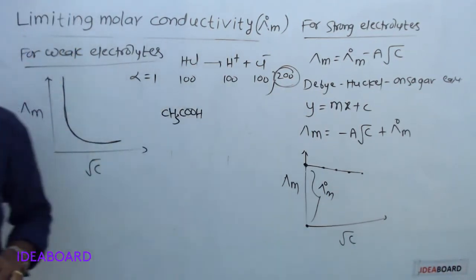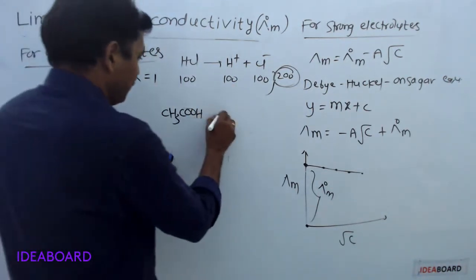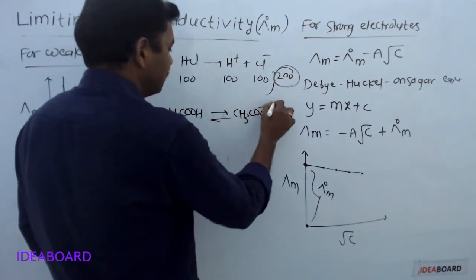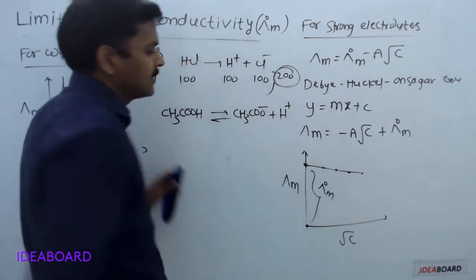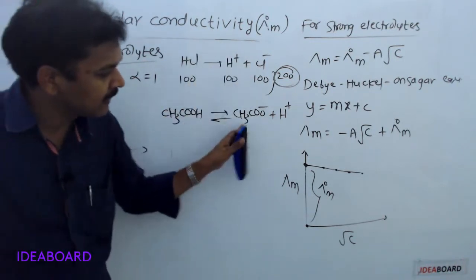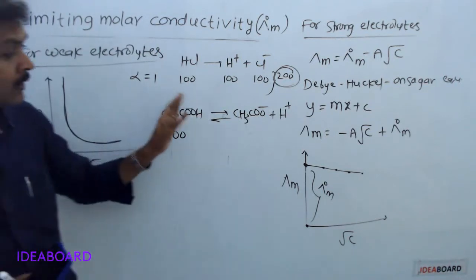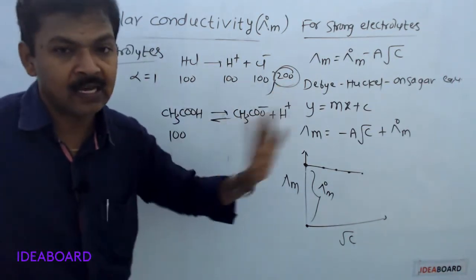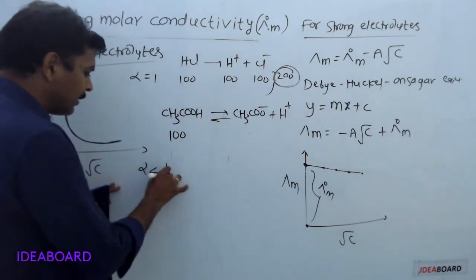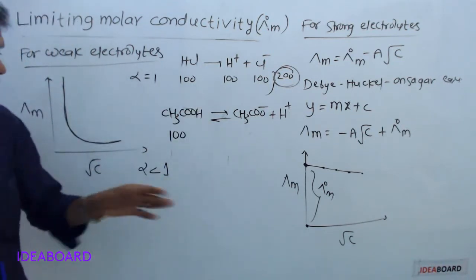If we take weak electrolytes, let us take acetic acid. Acetic acid is a weak acid. We know that weak acids are weak electrolytes, which on dissociation give acetate ions and H plus ions. Let us take 100 acetic acid molecules. It cannot give 100 acetate ions and 100 H plus ions, because in case of weak electrolytes, alpha value is always less than 1.